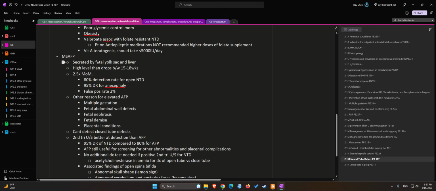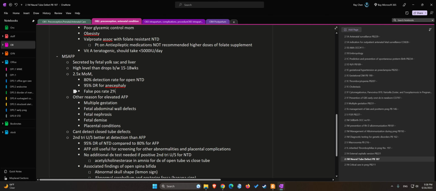MSAFP is secreted by the fetal yolk sac and liver. High level, then drops between 15 to 18 weeks. 2.5 times multiple of the mean is an 80% detection rate for open neural tube defect, and 95% detection rate for anencephaly, with a false positive rate of 2%.